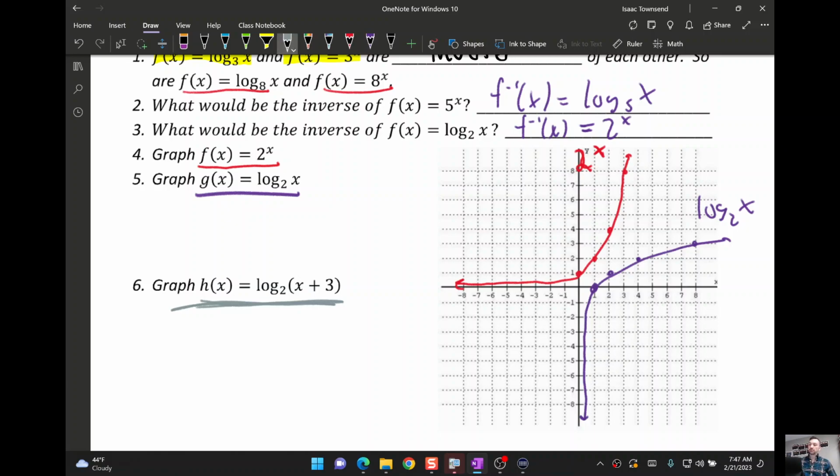Not that this is really important right now, but remember, inverse functions always have this line of symmetry at y equals x. So it's good for you to visually see that as a little bit of confirmation that those are really inverses of each other.